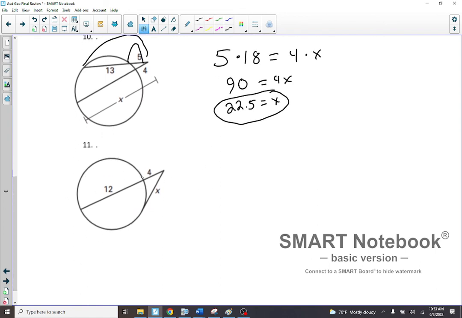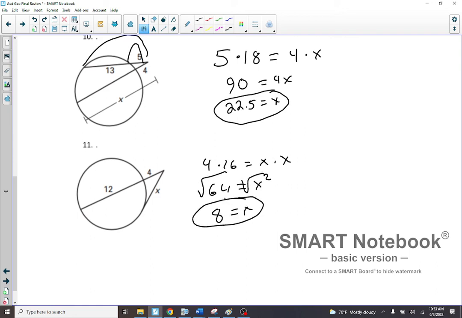Here, same thing, 4 to 12. So 4 times the whole thing, not 12, 16, equals x is the outside, but x is also the whole. So x times x. So 4 times 16 is 64 equals x squared. No doubt I'm going to leave the fake answer 64, but you have to square root both sides. 8 is your actual answer. But no doubt I'm going to leave 64 as one of the fake answers, okay?